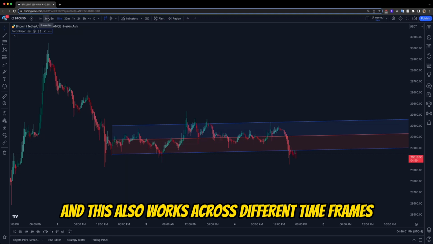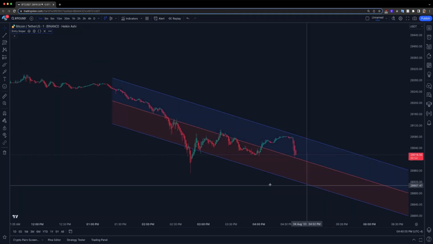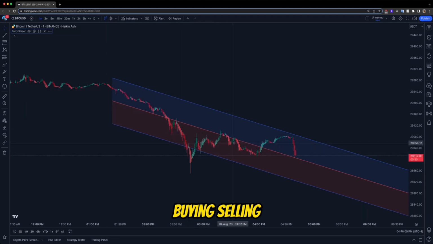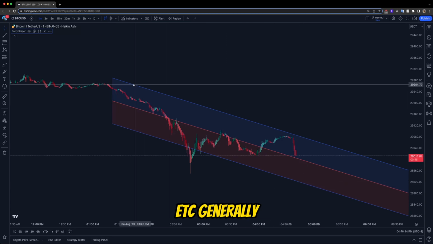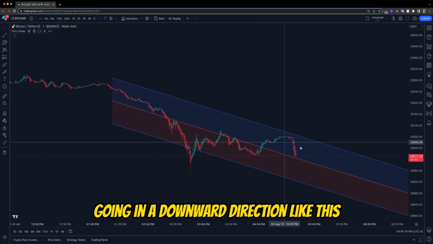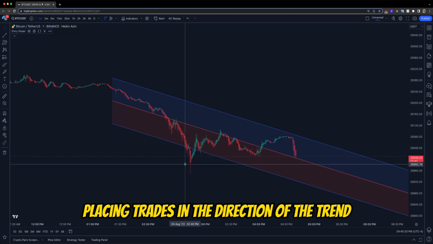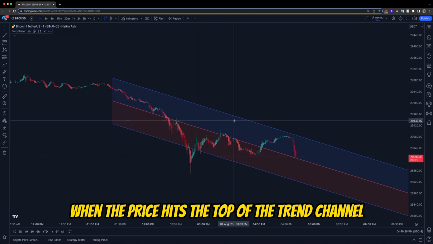This also works across different time frames and pairs. If I go down even to the 1 minute, you can see right here, you'd be selling, buying, selling, etc. Generally, if I see the trend going in a downward direction like this, I'm only going to be placing trades in the direction of the trend. So I'm only going to look for shorts when the price hits the top of the trend channel.